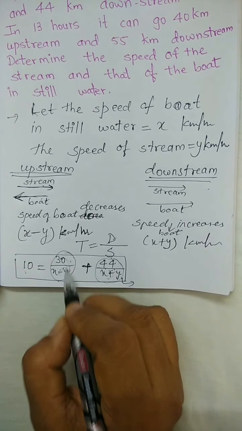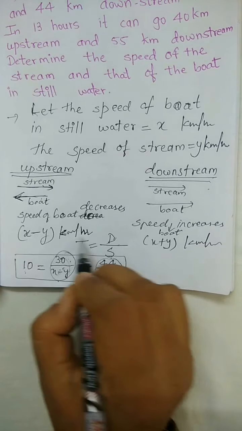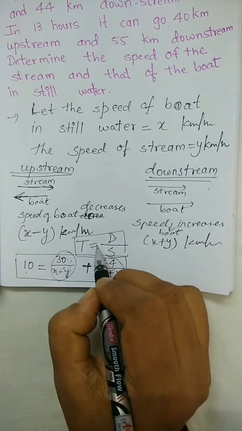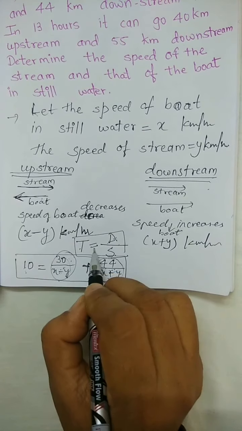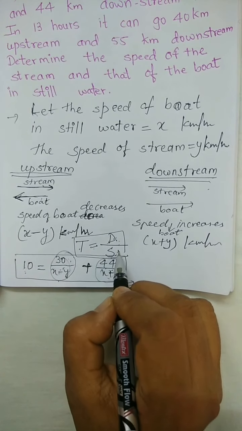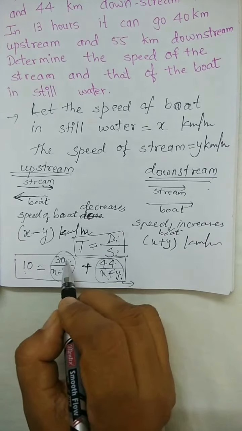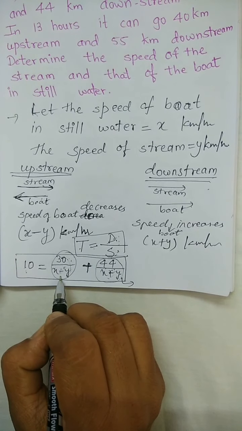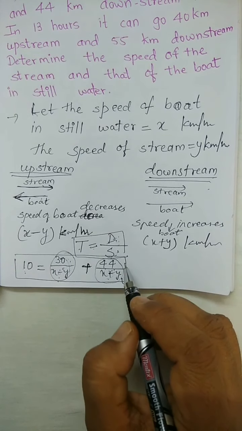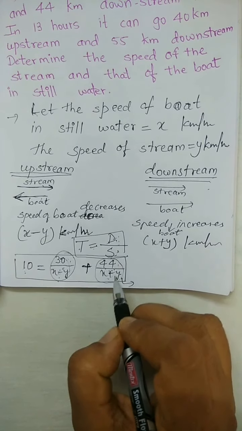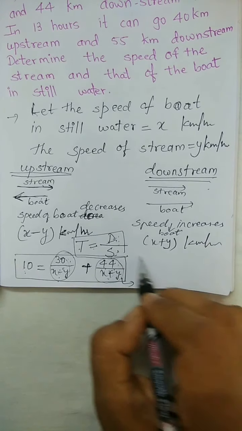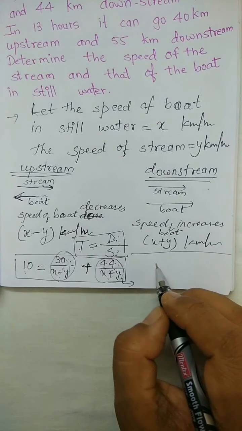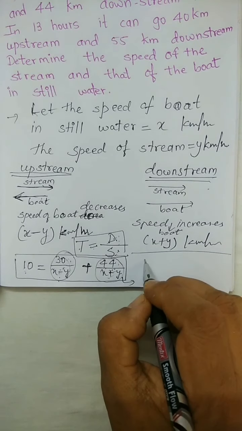Okay, how did we get this 30 upon x minus y? By this formula. We know that time is equal to distance upon speed. Learn this formula. Then distance is 30, speed is x minus y during upstream. And during downstream, the distance is 44 and the speed is x plus y, because in downstream the speed will be more.